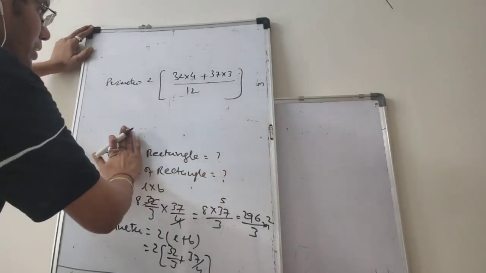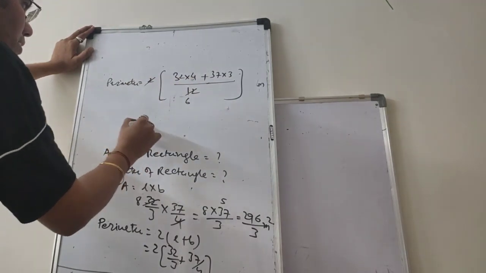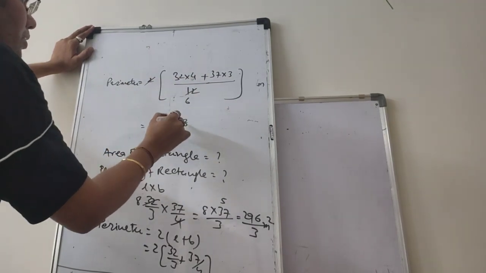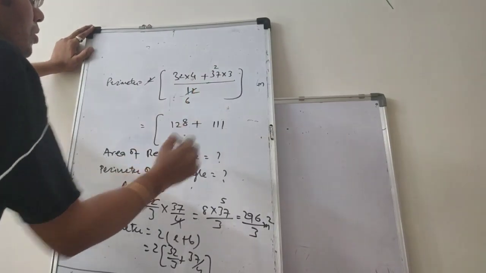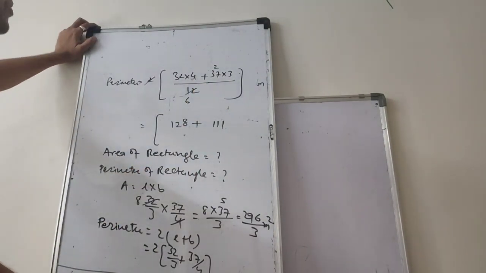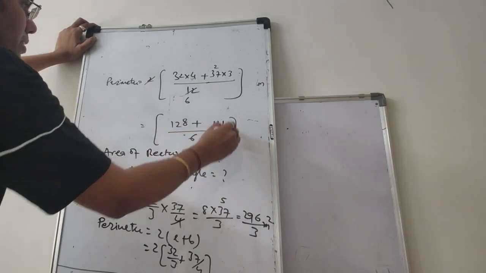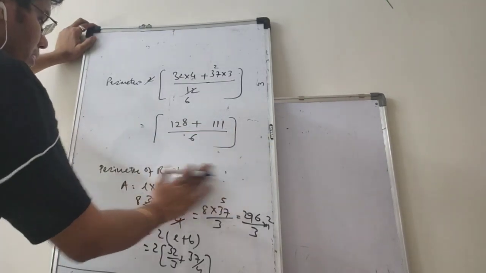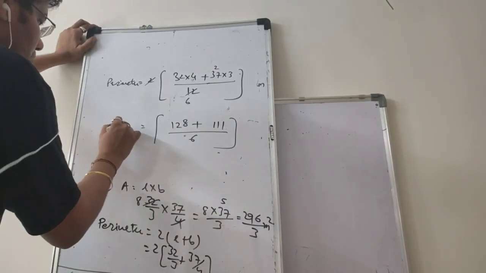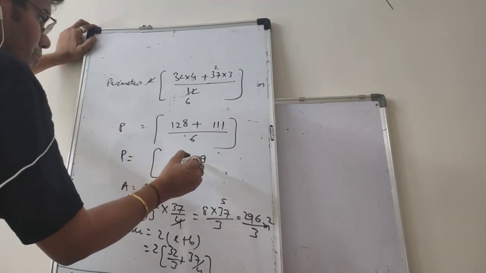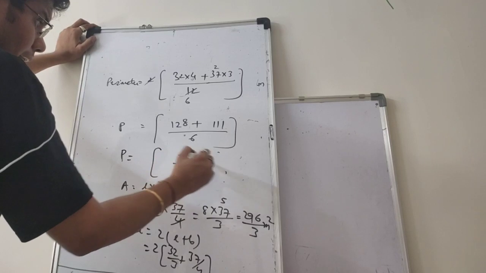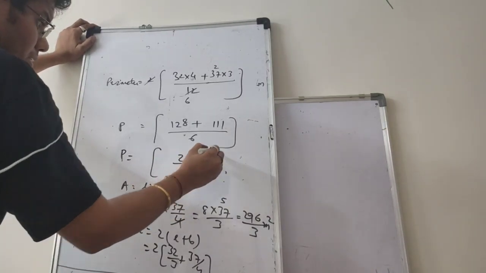Okay? So the perimeter comes, this 2 and this 12 cancel, it becomes 6. So 128 plus 111 divided by 6. So the perimeter of the rectangle is 239 by 6 meters.